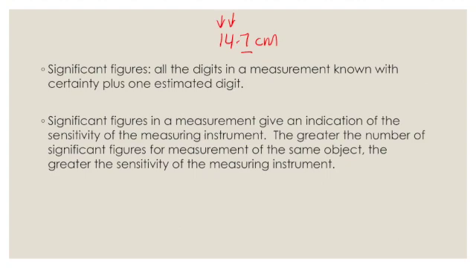So in any measurement or number in science, that's how we view the number. It has a certain number of certain digits and then one estimated digit. And that estimated digit is going to be our last digit. You can only have one estimated digit. Significant figures also give us an indication of how sensitive a measuring instrument is. You can only estimate one digit, so the more decimal places you have in your answer, the more sensitive the measuring instrument that you're using is.